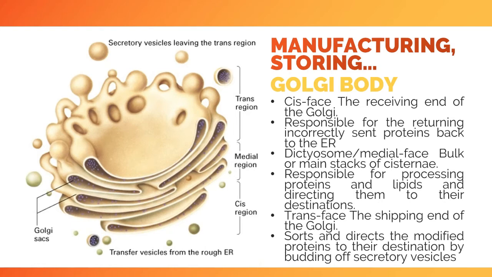Next one is we have the dictyosome or the medial phase or the medial region. It is the bulk or main stacks of cisternae. It is the one responsible for processing proteins and lipids and directing them to their destination. And for the last one is we have the trans phase or the trans region. It is the shipping end of the Golgi. It sorts and directs the modified proteins to their destination by budding off secretory vesicles.